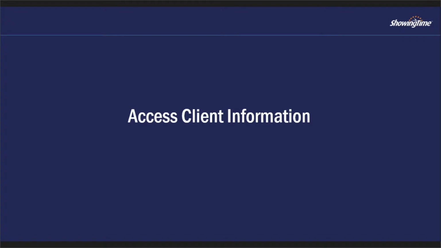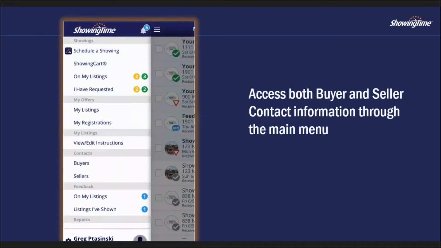Now, the next topic to cover is accessing your client information. And sometimes the way I like to describe the information within ShowingTime is think of it almost as different inventories, right? You have an inventory of your listings. You'll have an inventory of appointments. You'll have an inventory of your client information as well. And you have the ability to access both buyer and seller contact information directly through that main menu.